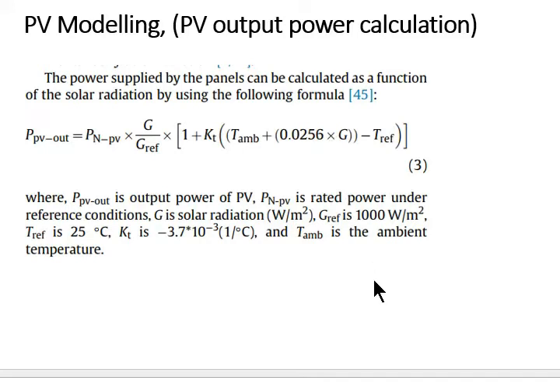So here we are considering the temperature effects. If we ignore the temperature effects on the output of the PV module, we simply ignore this portion. If we include the temperature effects, first the solar irradiation: this factor, 0.0256 into G, indicates that the solar irradiation which falls on the surface of a PV cell increases the temperature of the PV cell. This is modeled by this equation, which is generic and available in the literature.